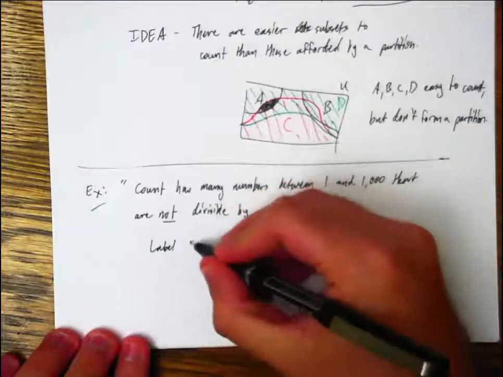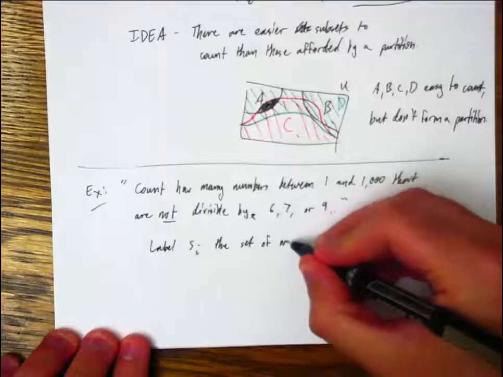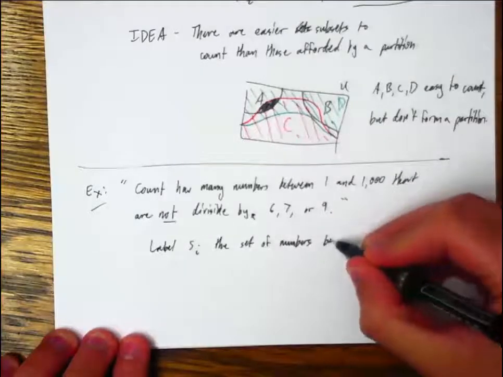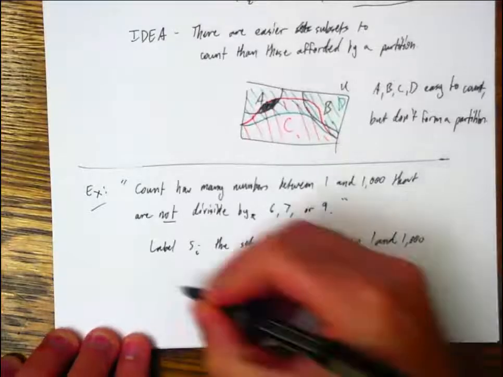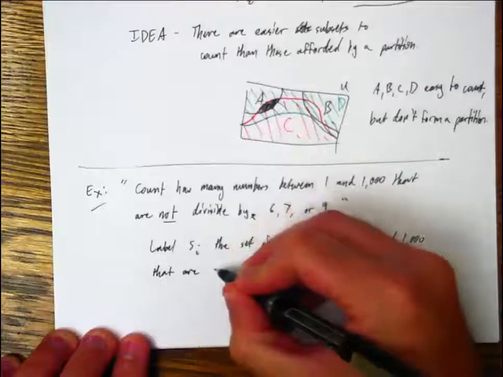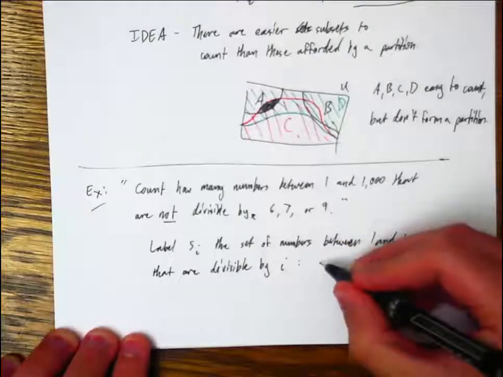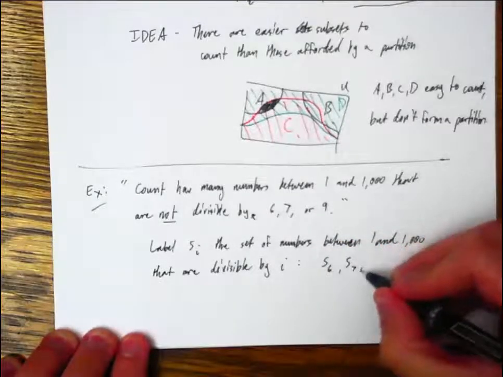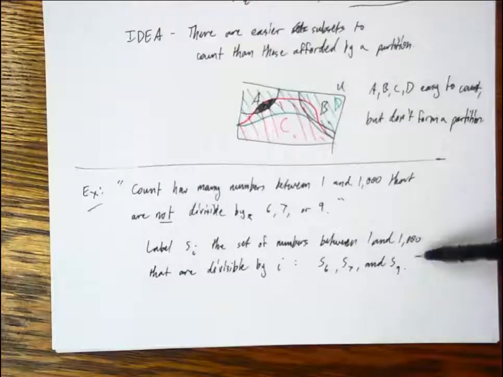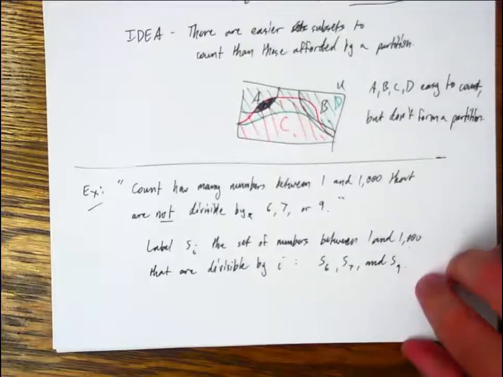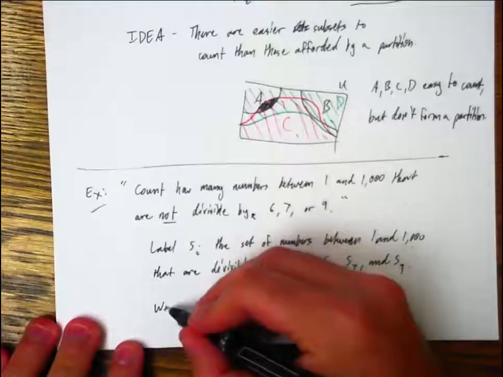Label S_i the set of numbers between 1 and 1,000 that are divisible by i. Namely, we're looking at S6, S7, and S9 particularly: the numbers that are divisible by 6, by 7, and by 9, respectively. So what we would like to do is actually count these.